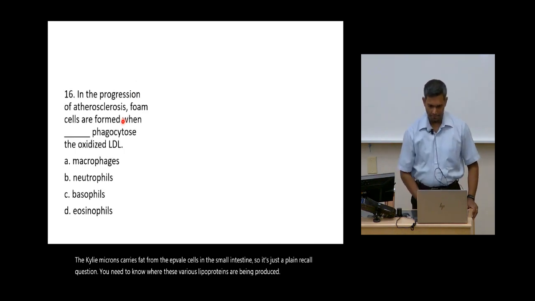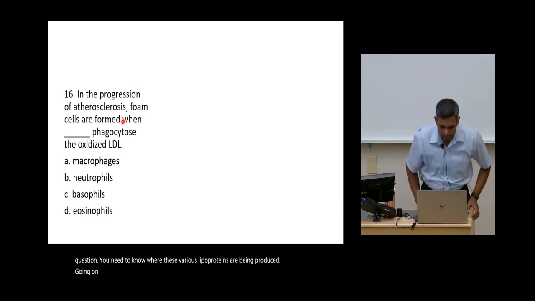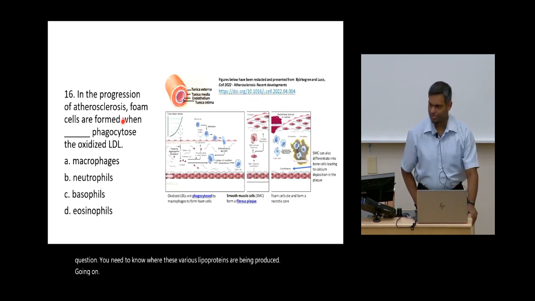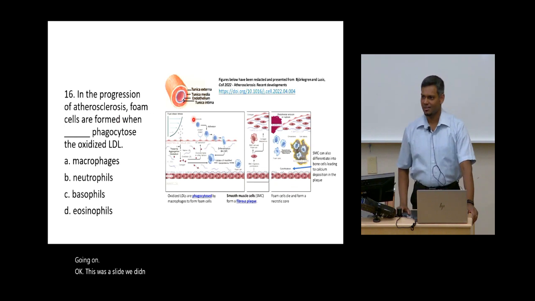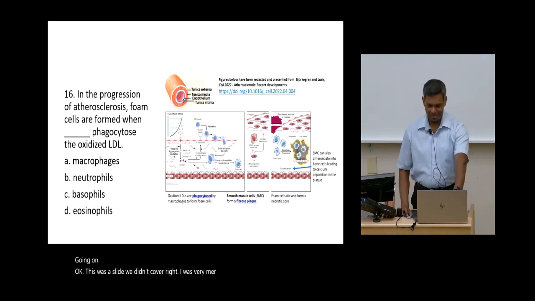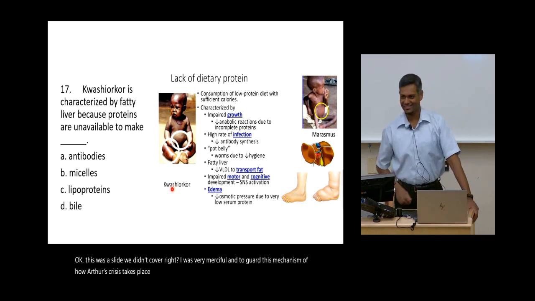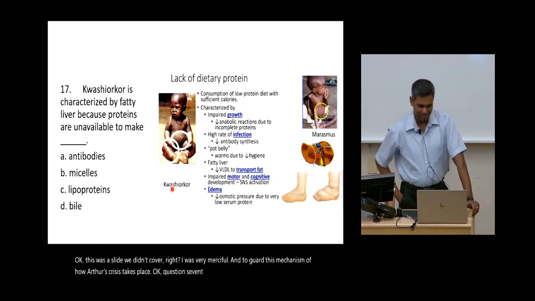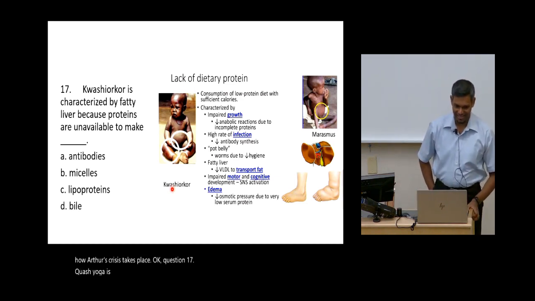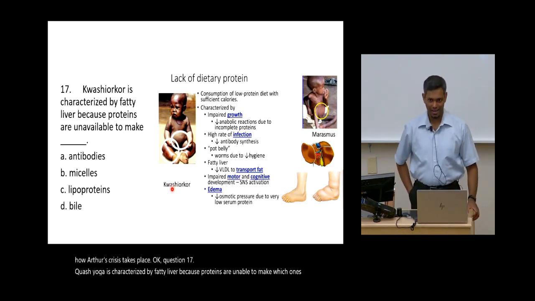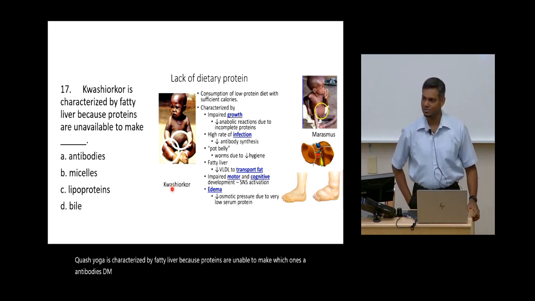Moving on, okay, this was a slide we didn't cover, right? I was very merciful and took out this mechanism of how atherosclerosis takes place. Okay, question 17. Kwashiorkor is characterized by fatty liver because proteins are unable to make which ones? A, antibodies, B, micelles, C, lipoproteins.